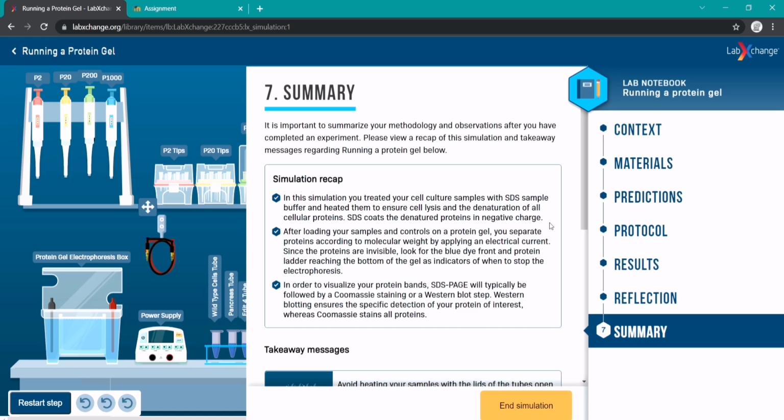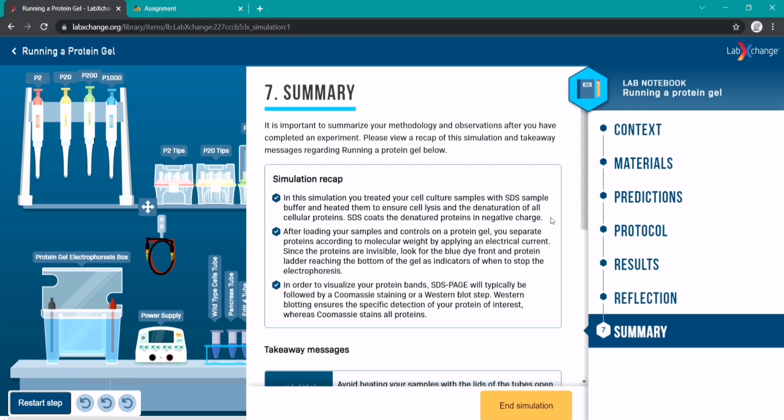The final part will be the summary. In this simulation, you treated your cell culture samples with SDS sample buffer and heated them to ensure cell lysis and the denaturation of all cellular proteins. SDS coats the denatured proteins in negative charge.